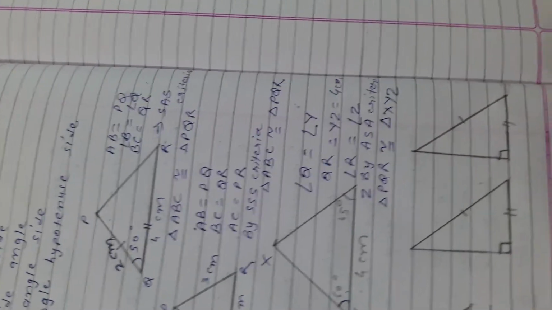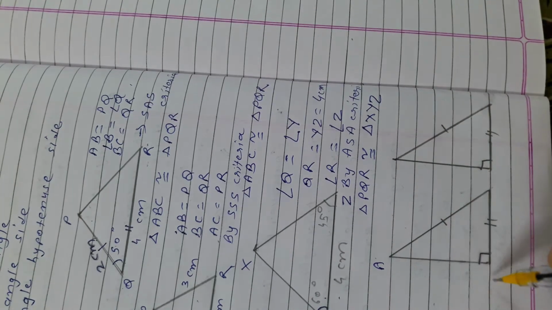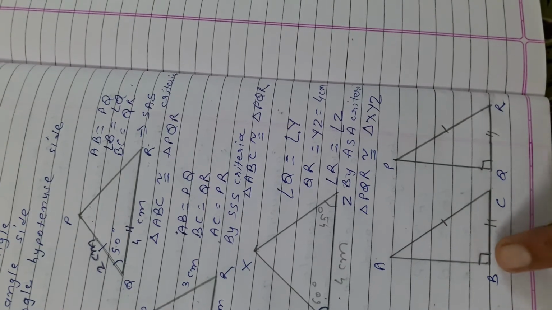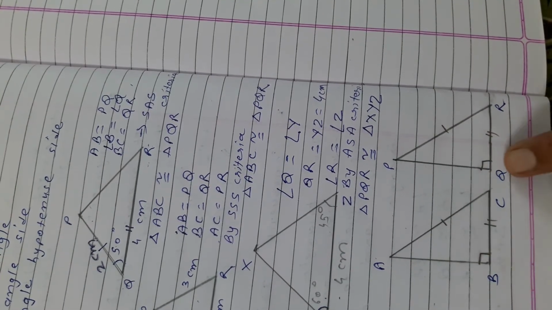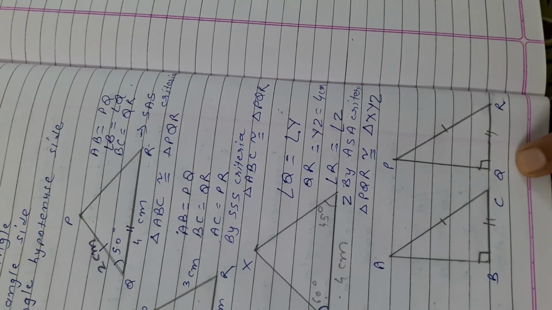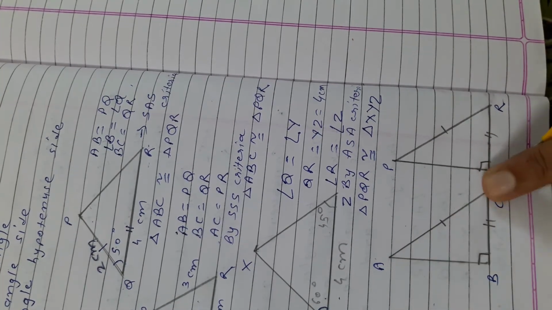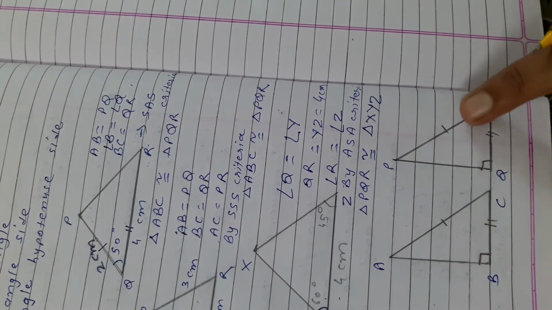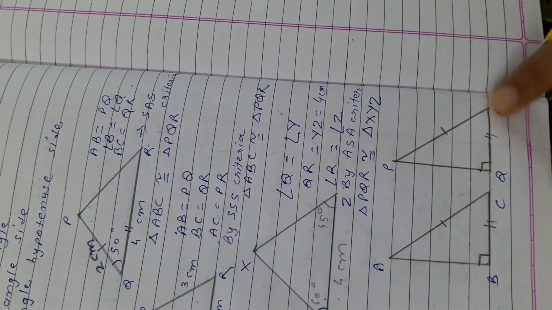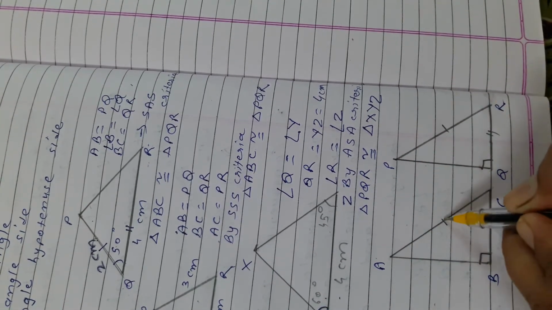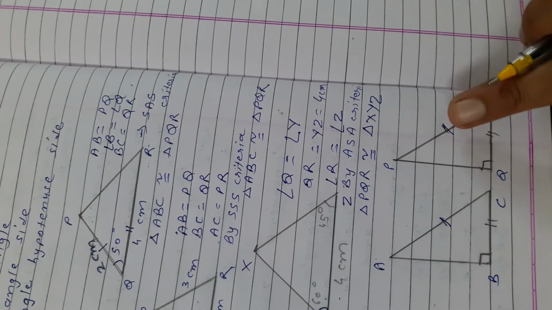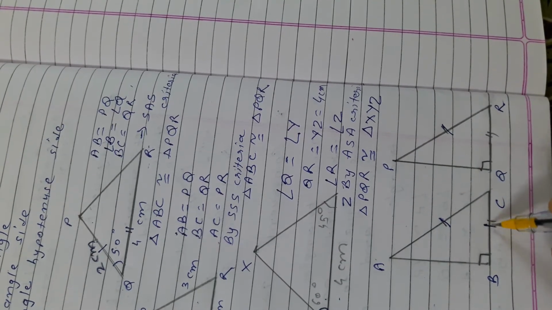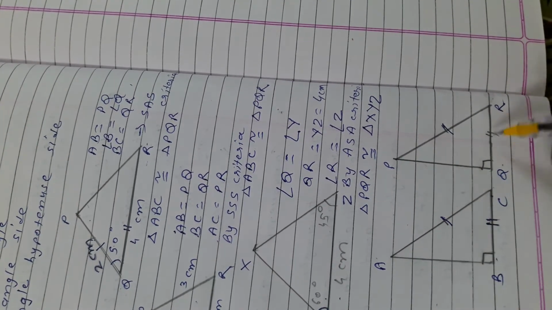Now here in triangle ABC and triangle PQR, see that both angle B and angle Q are right angle, so they are same. Here AC is opposite to right angle, it is called hypotenuse. Here PR is also hypotenuse of triangle PQR, and AC and PR are same. And corresponding hypotenuse of both the triangles are same, and the corresponding side BC is same as QR.